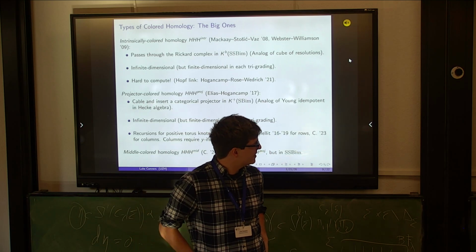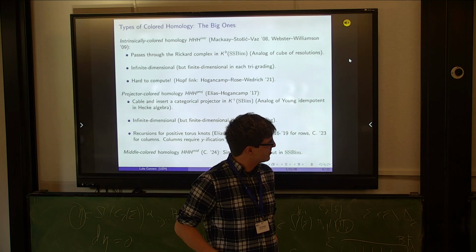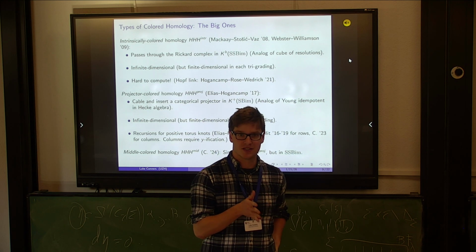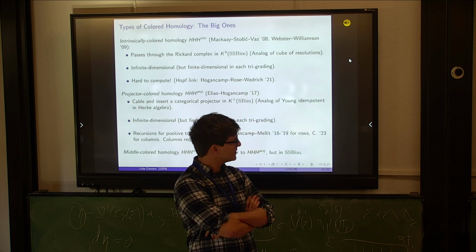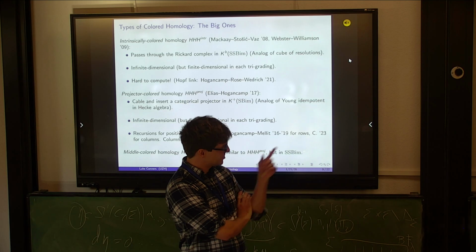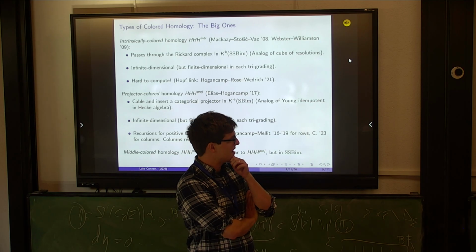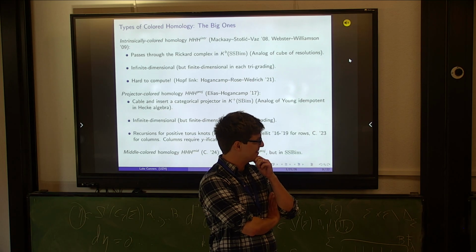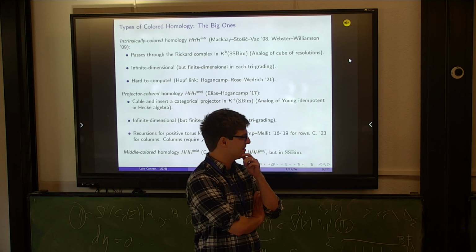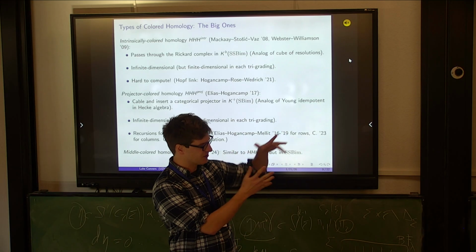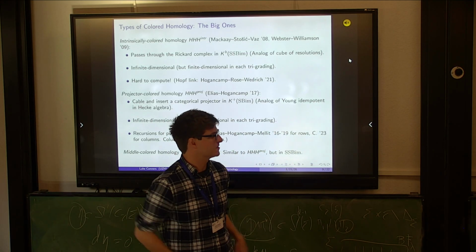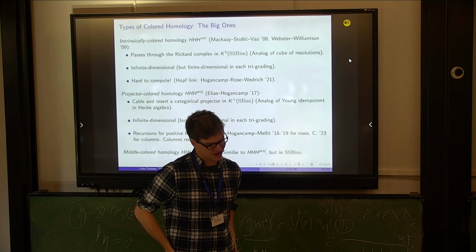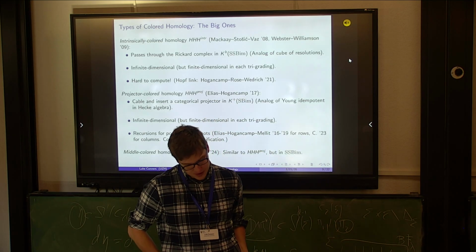One thing that's not so great about this is it's infinite dimensional, although it is finite dimensional in each tri-gradient, so the situation is not so bad. But it's hard to compute. So this was constructed in 2009, and when you bump the crossing count all the way up to 2, then the computations become very, very difficult. So for a general color on each component of the Hopf link, this was completed in 2021 in some very complicated work.